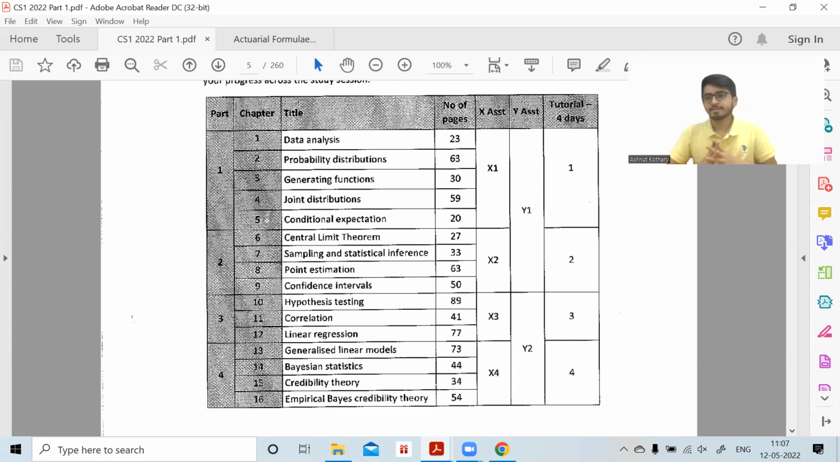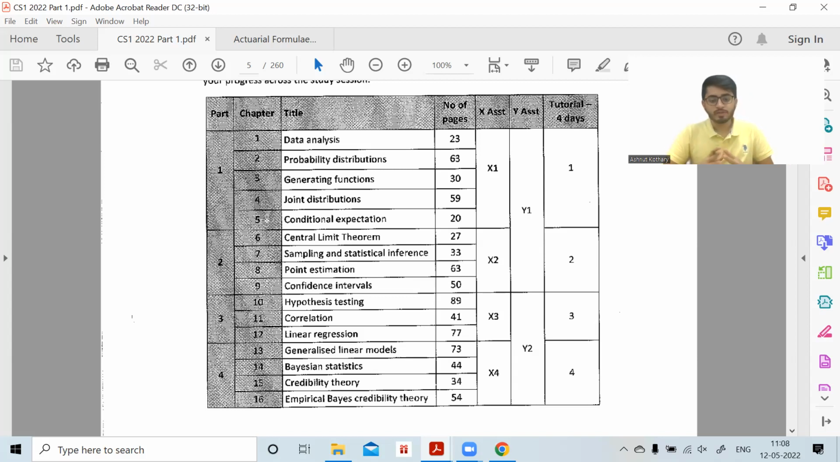So this was regarding CS1. Again, compared to the other papers, it's a very scoring paper. CS1 as well as CM1 is one of those papers where you can actually aim to score 90 plus. It is consistently possible. In other papers, scoring that could become a challenge. But here, if you have prepared well, have covered the syllabus twice, solved a lot of past questions, and analyzed your mistakes, you would be in a position to do it.